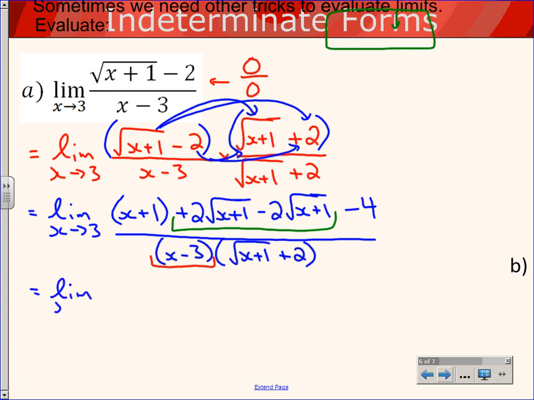Still limit as x approaches 3. I'm running out of space, but I think I'm going to be okay. The top, those 2 roots are gone, right? The plus 2 and the minus 2 cancel. Then we have an x plus 1 minus 4. Well, that's just x minus 3. That's convenient. And on the bottom, x minus 3 times.